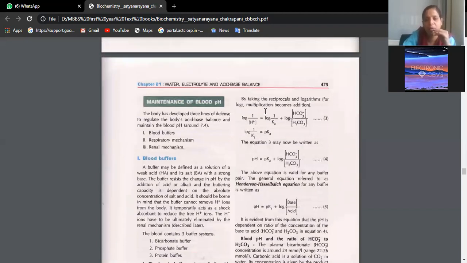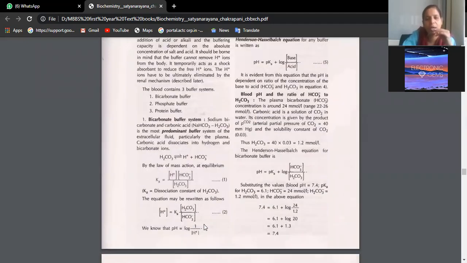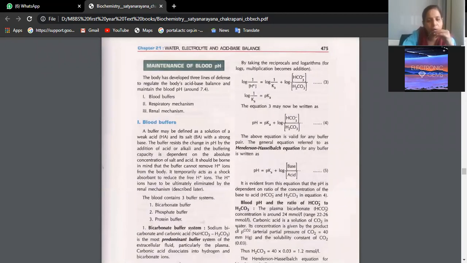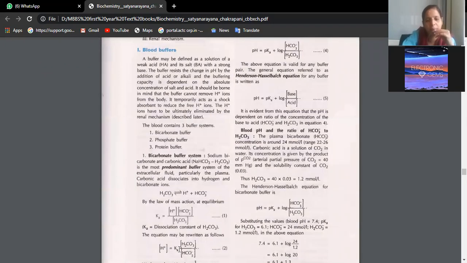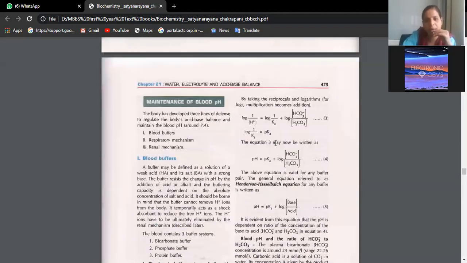So now you are taking reciprocals and logarithms. That means you are applying log to this. Instead of writing H, you write 1 by H plus, so again it goes upside down. Log 1 by Ka plus log HCO3 over H2CO3. The same formula, you are just applying log here. Once log is applied, log 1 by Ka is nothing but pKa.